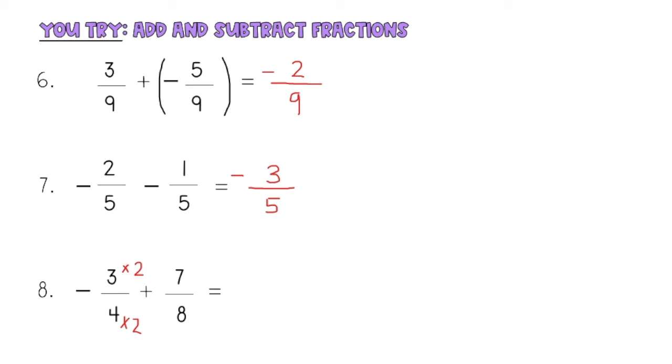So my new problem looks like negative 6 over 8 plus 7 over 8. Now I have a common denominator, which is 8. I can write 8 in my answer. And now I can look at my numerators. Negative 6 plus 7. I have different signs, so they're going to cancel each other out. And I'm left with positive 1.